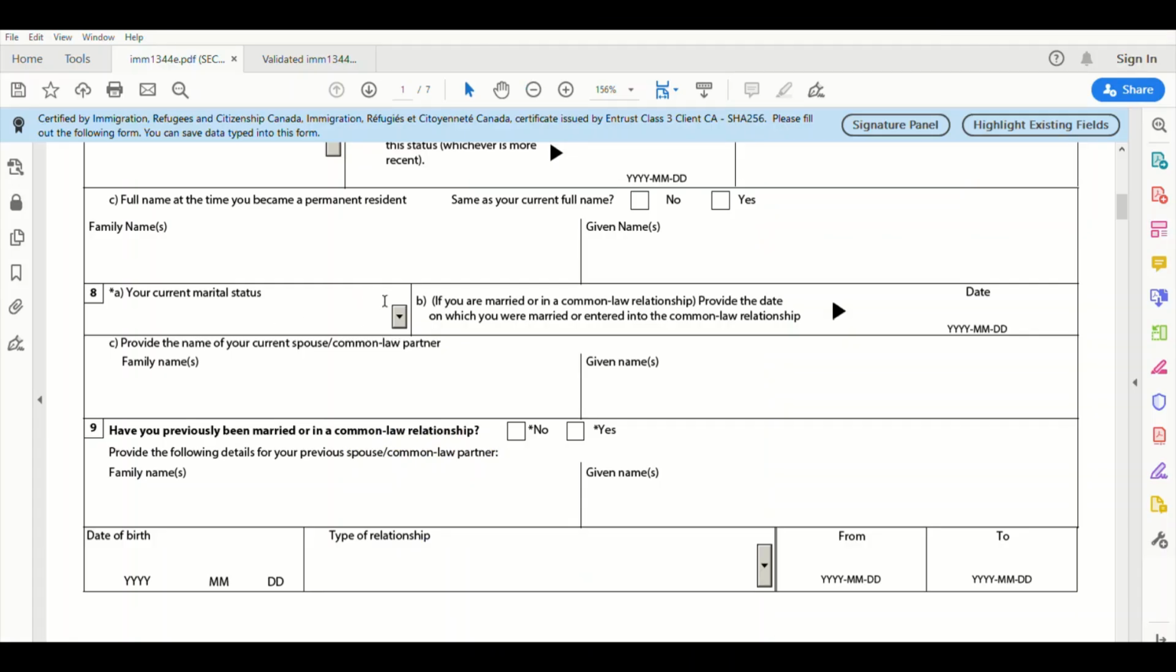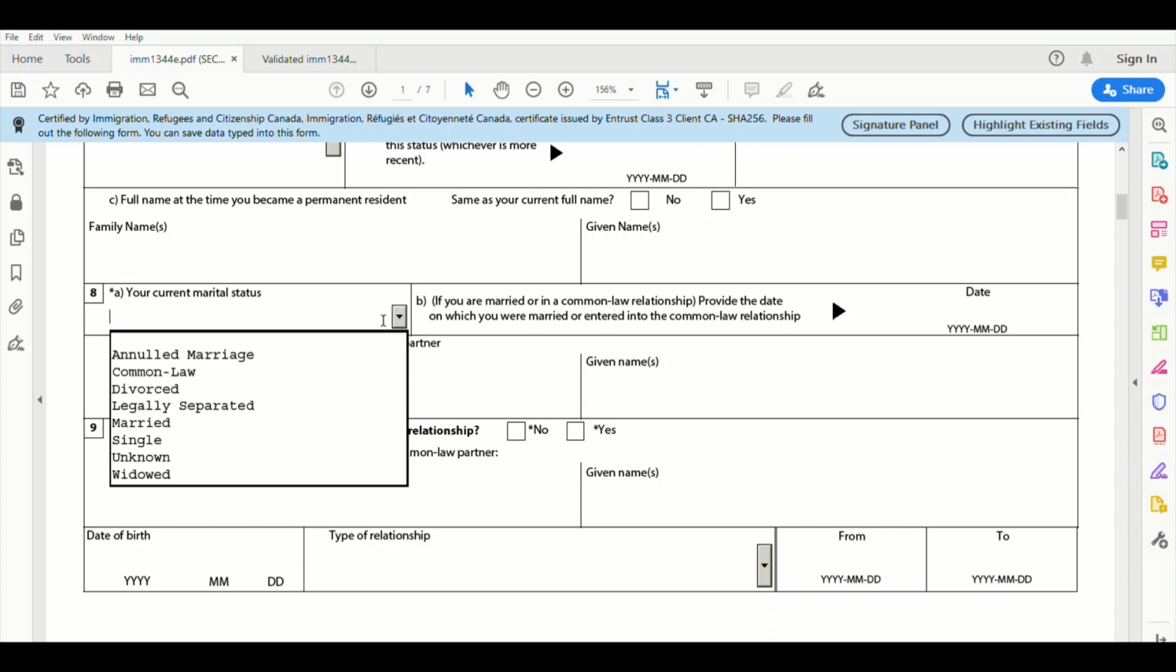Under question 8, the current marital status is required. Here it's important to keep in mind that single means never married, and legally separated means that they're still married but they live apart.